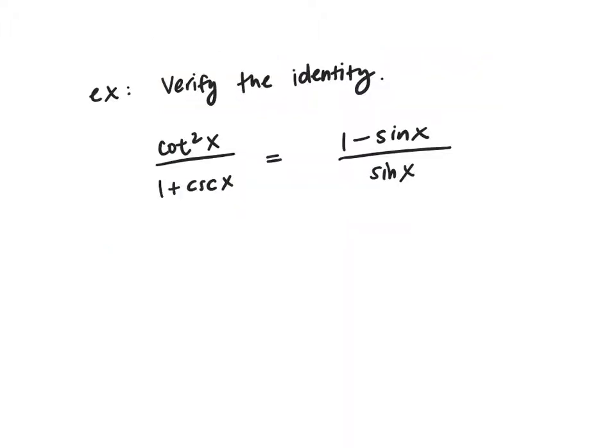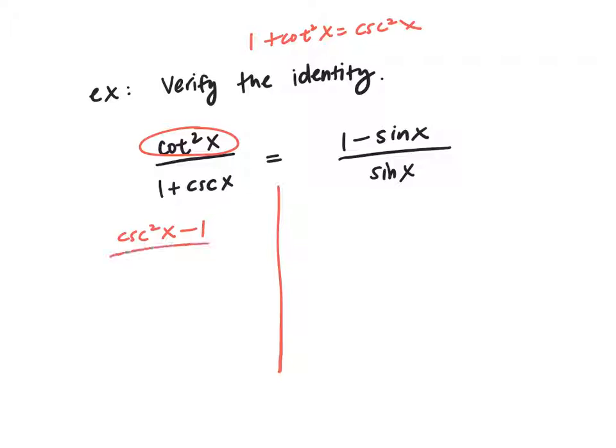Okay, let's take a look at the last example here, verify the identity. So let's go ahead and I'm just going to pick a side. I'm going to work on the left-hand side here. I see cotangent squared x. I'm going to replace that with, I caught a fish, right? So I can replace that with cosecant squared x minus 1.